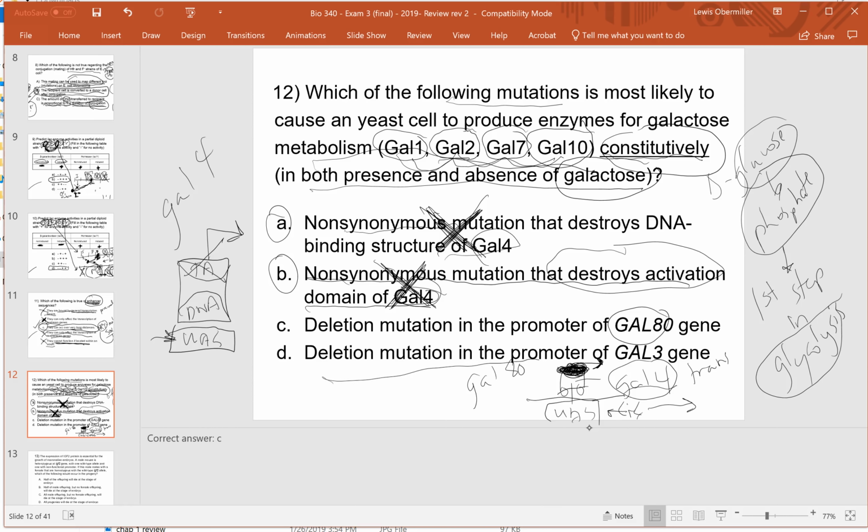Deletion in the promoter of the GAL3 gene. Okay, so GAL3 is required to knock off GAL80 to turn it on.